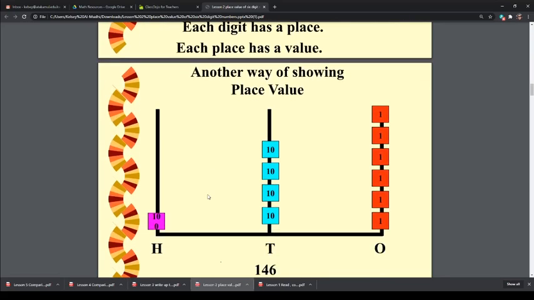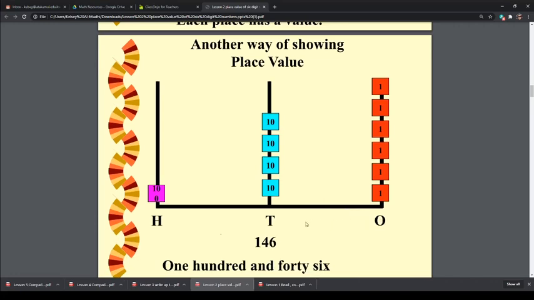Another way of showing place values is with squares. Here you have the ones, the tens, and the hundreds. Each square represents 1 on the ones column, so you have 6 ones. Each 10 blue box represents the number 10, so you would have 4. And each purple box represents 100 on the hundreds place, so you would have 1 box there, equaling 146.